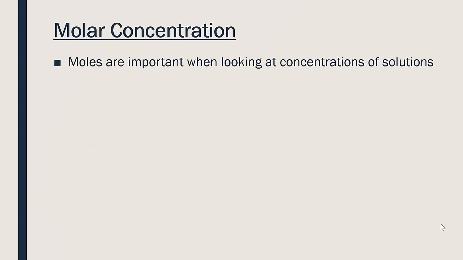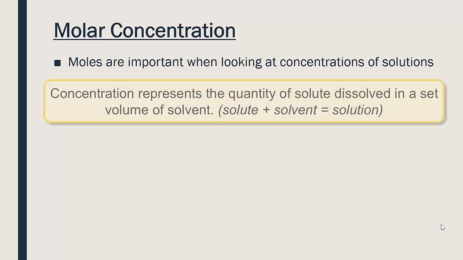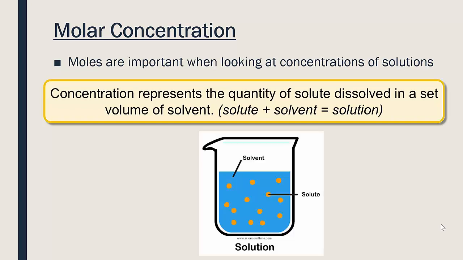The idea is that we deal as chemists with powders and with solutions. When we're looking at a solution of some sort of chemical, we want to know the concentration, and the concentration is dependent on the number of moles inside. Concentration is the quantity of solute, so some sort of powder, dissolved in a set volume of solvent.